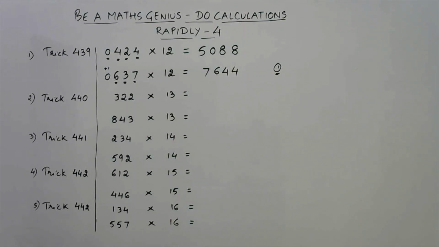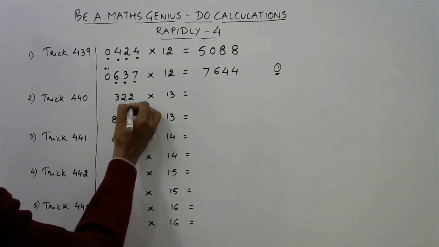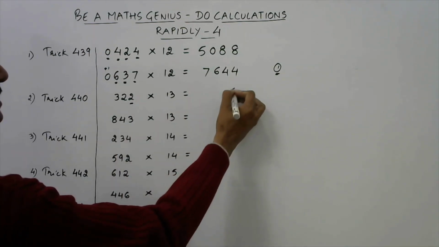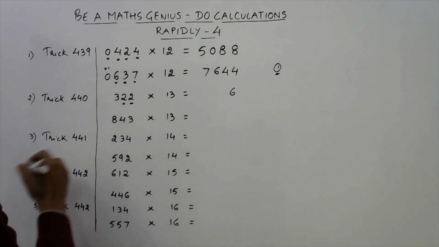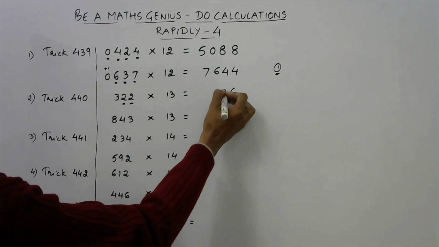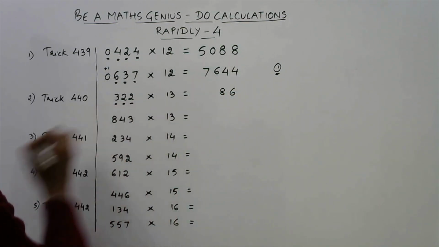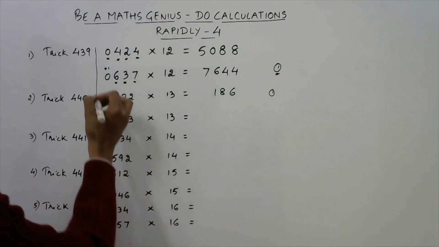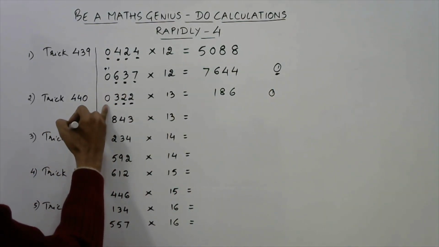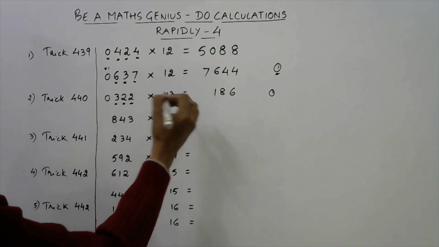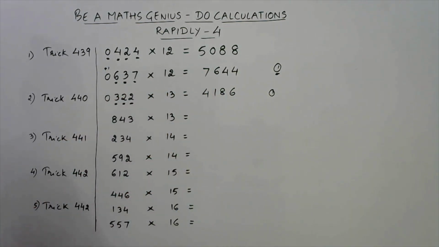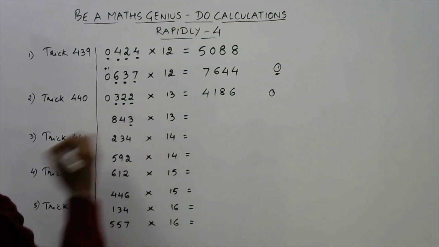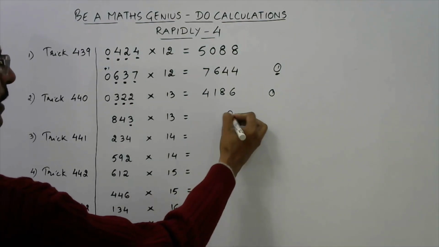that is, take the triple. So 3 times 2 is 6, 3 times 2 is 6, 6 plus 2, 8. 3 times 3 is 9, 9 plus 2, 11. So remember the 1 carry, put a 0. 3 times 0 is 0, plus 3, 3, 3 plus 1, 4. So 4186.